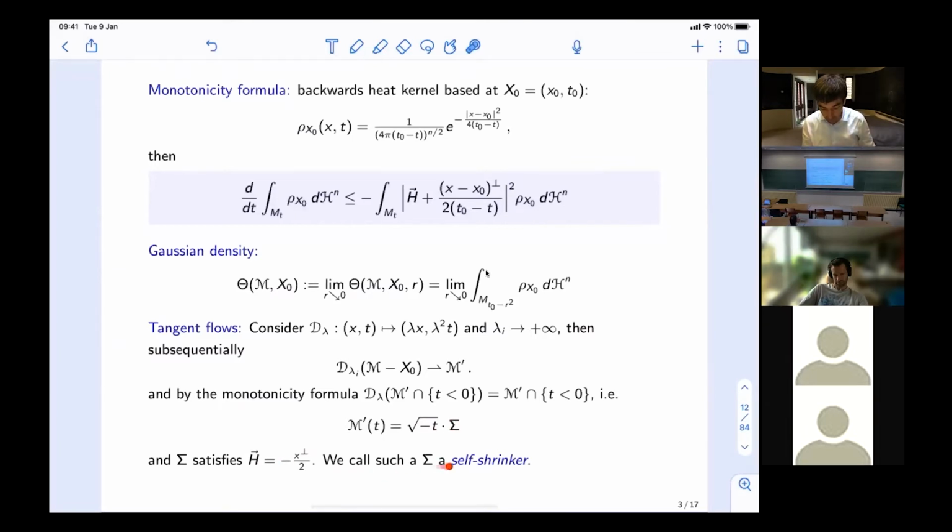Yeah? So these are sort of the models for singularities. And we had seen in the lectures that they don't need to be smooth necessarily. So they can also be singular. For example, the union of two planes which intersect each other would be. This is singular, but it would still be an example of a tangent flow.